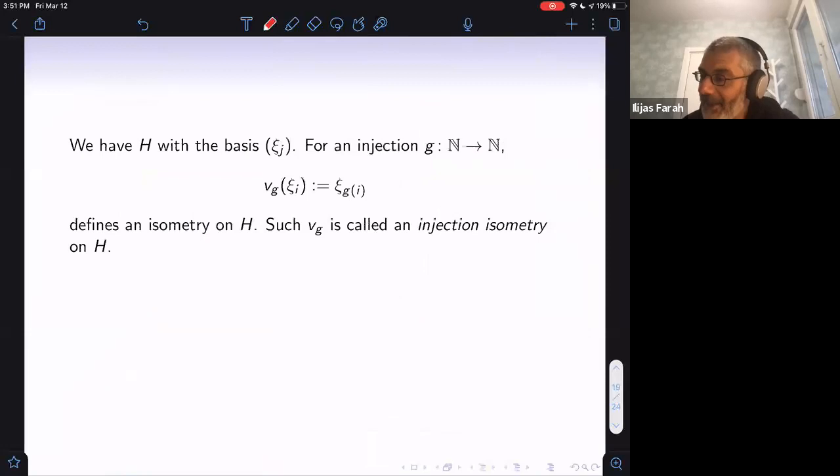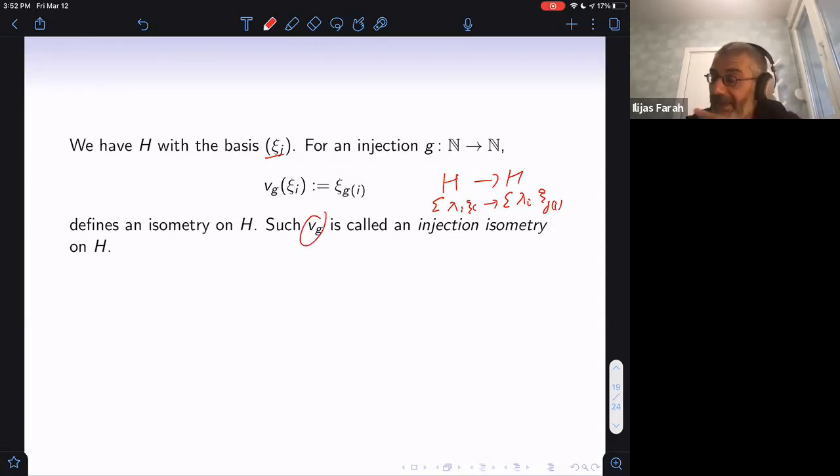All right, we go on. So we go back to our setting. We have H, which is our separable infinite-dimensional Hilbert space, and an orthonormal basis ξ_j. Now, if I just take an injection g from natural numbers to natural numbers and define this map V_g of ξ_i equals ξ_{g(i)}, so this is mapped from basis to basis, which is injective, I can extend it to a map from H to H. The linear combination of λ_i ξ_i is just mapped to the linear combination of λ_i ξ_{g(i)}. So this is this isometry V_g.